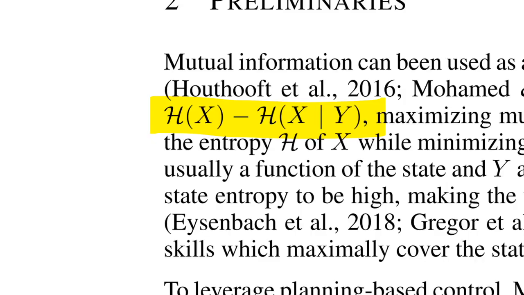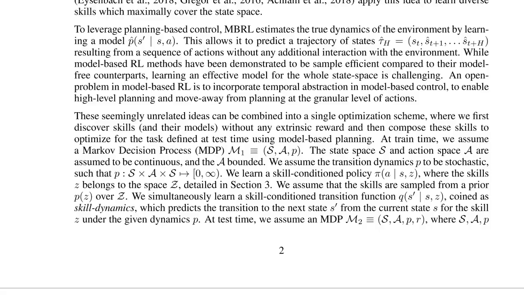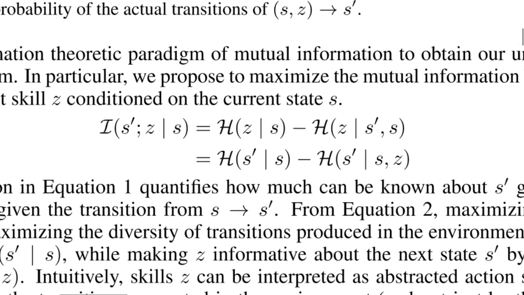And they apply this, where is it? Equation 2, right here. Okay, so what they want is the following. They want to maximize the mutual information, and the mutual information basically means, how much does one variable tell me about the other variable? The mutual information between the skill, and we're going to see what that is, and the next state.